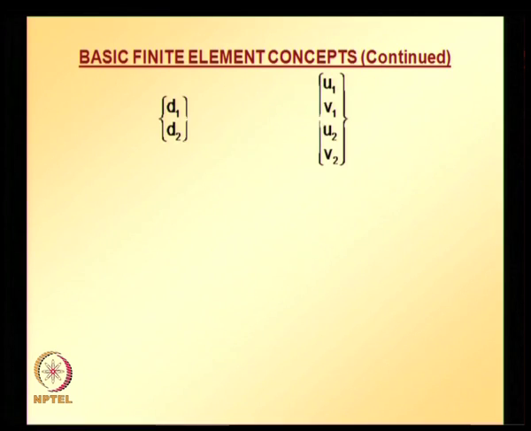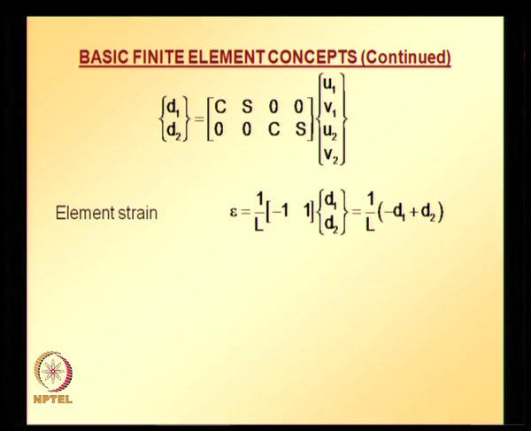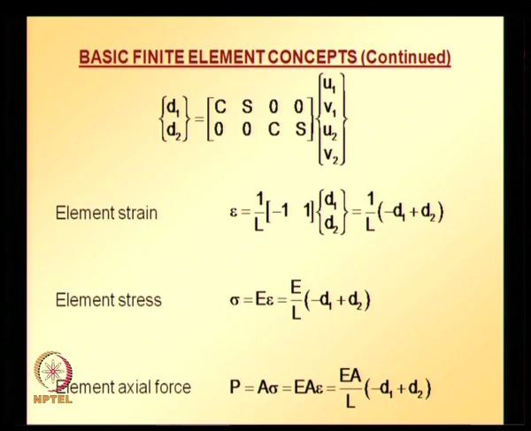So this is the relation between local displacement vector and global displacement vector. So using the values of u1, v1, u2, v2 we can back calculate what is d1, d2 using this relation. Once we get d1, d2 we can calculate element strain, and once we get element strain we can calculate element stress, and we can calculate element axial force.